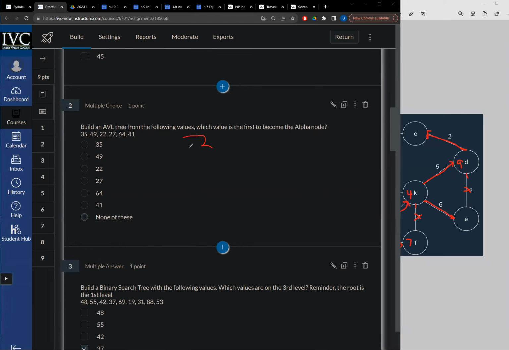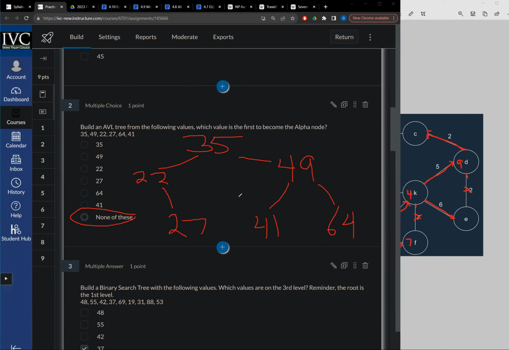So 35, 49, we're still height balanced. 22, we're still height balanced. 27, we're still height balanced. 64, we're still height balanced. 35, did I build this in the right order? 27, 64, 41. Okay, 41. Right, so at no point in time did anyone complain.